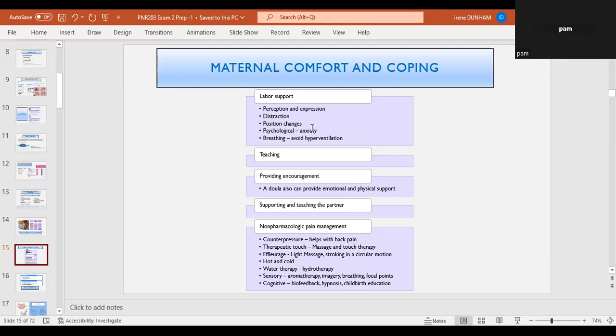Okay. All right. And that's what these are: position change, distraction, psychological, the anxiety. Some people just have high anxiety, and so you really got to work with them in order to distract them.